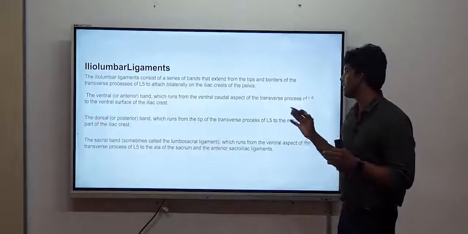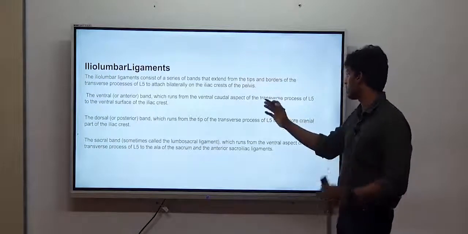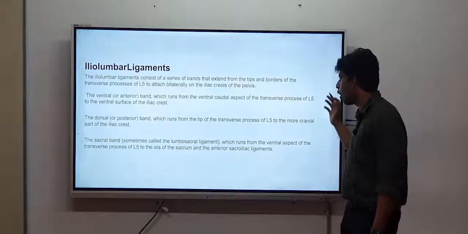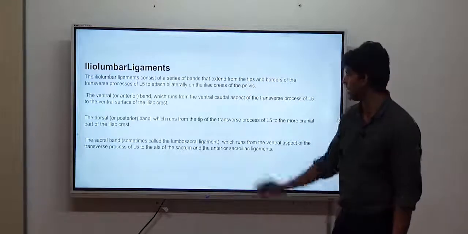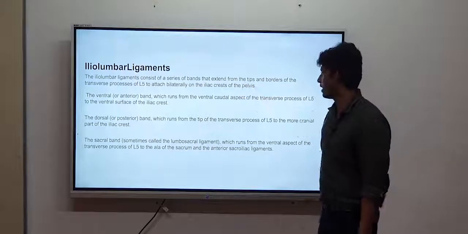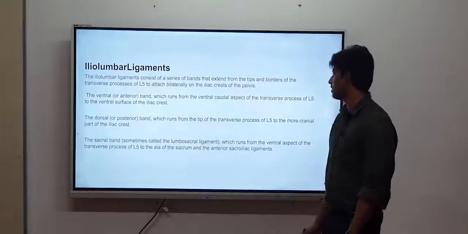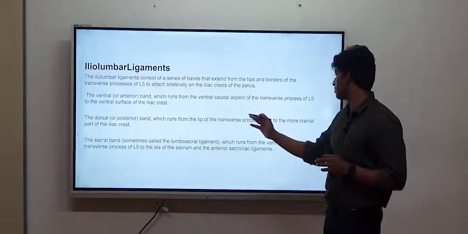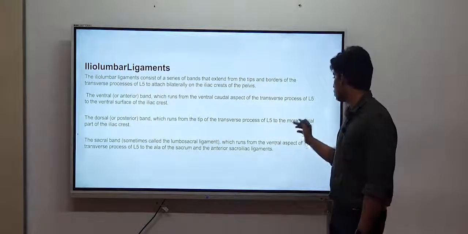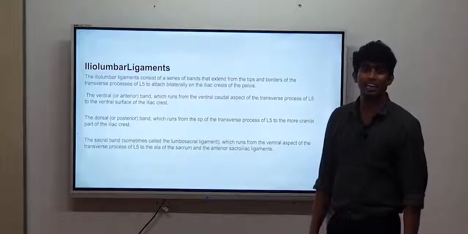The ventral or anterior band runs from the ventral caudal aspect of the transverse process of L5 to the ventral surface of the iliac crest. The iliac crest is situated in the iliac pelvis area. The dorsal or posterior band runs from the tip of the transverse process of L5 to the more posterior part of the iliac crest.